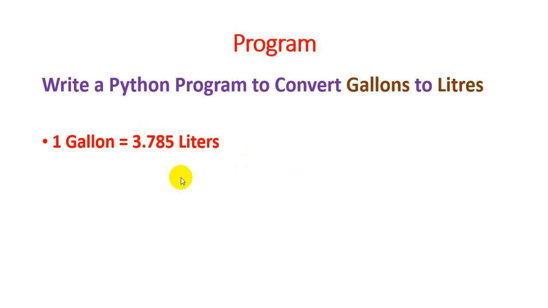Hello friends, we are going to write a Python program to convert gallons to liters. 1 gallon is equal to 3.785 liters. You will see the demo.